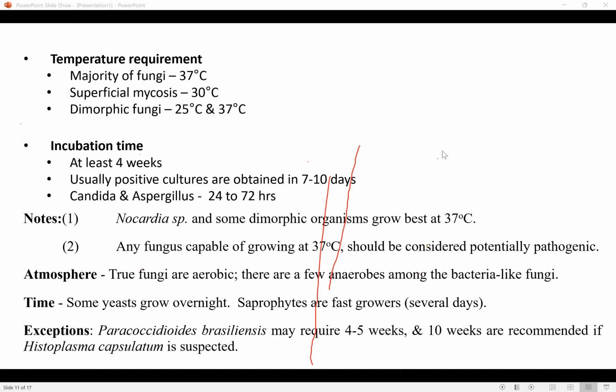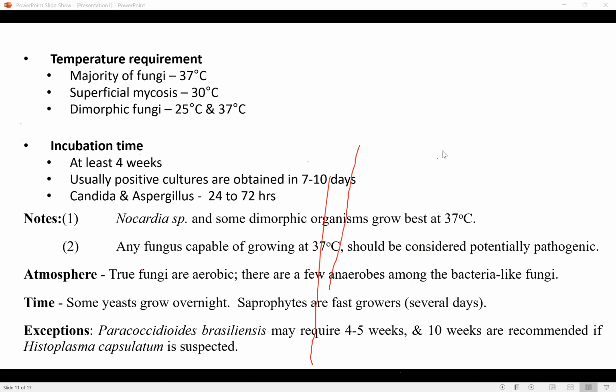I must also note that there are some that can grow very fast. Candida albicans, Aspergillus species, usually grow within 24 to 72 hours, which again is still long compared to bacteria, but very, very short compared to other fungi. Usually, positive culture should be obtained from the 7th day. That is, after 1 week of incubation, you start observing if there is growth. Though it takes a long time to grow, we still advise that you monitor your culture. You observe your cultures every other day, especially after the 7th day.